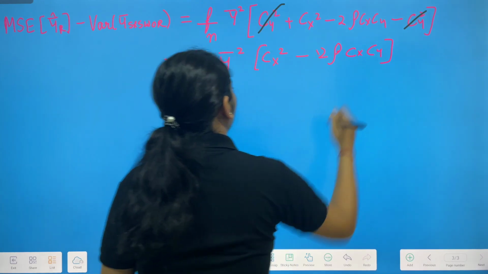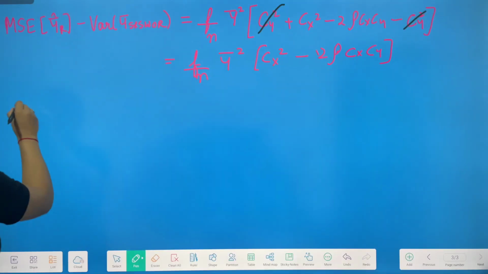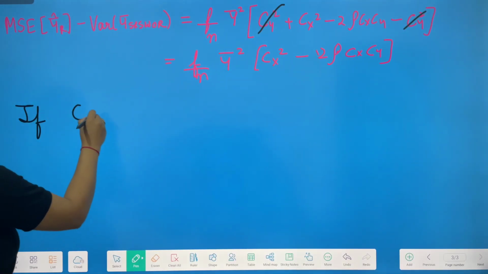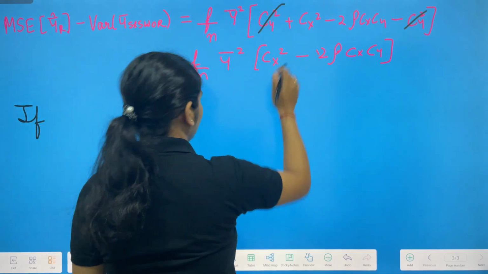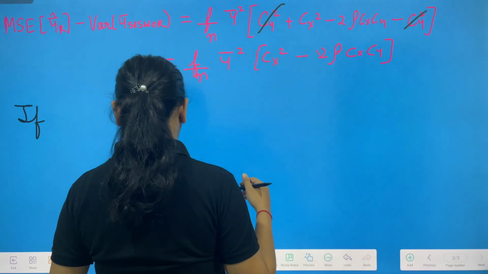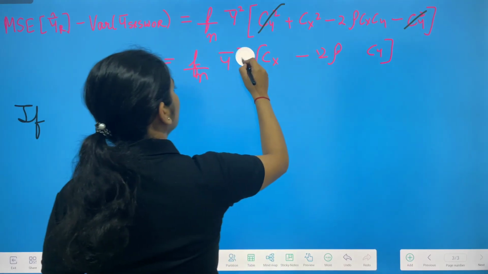Cy. Now all of this depends on this equation, Cx. So if Cx, okay, we can take Cx also common outside. So we'll be left with Cx.